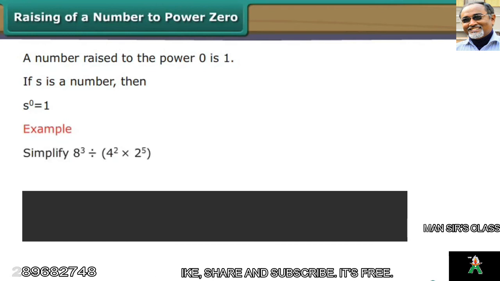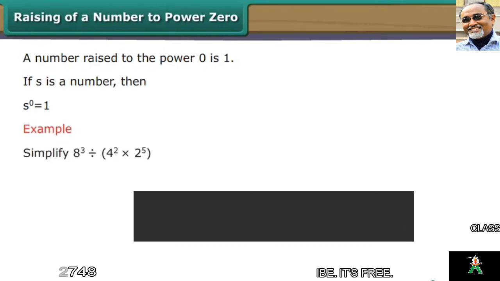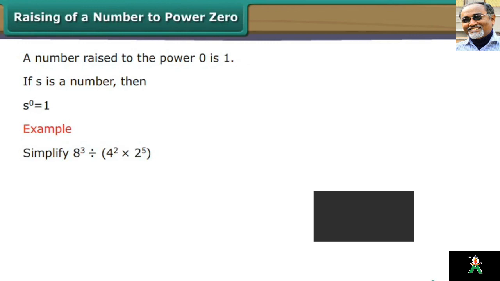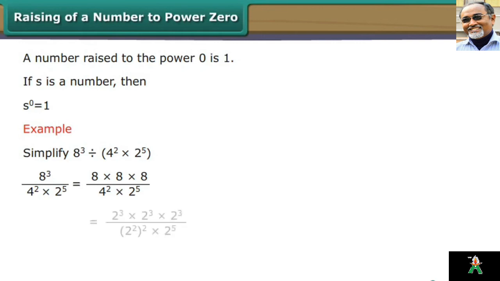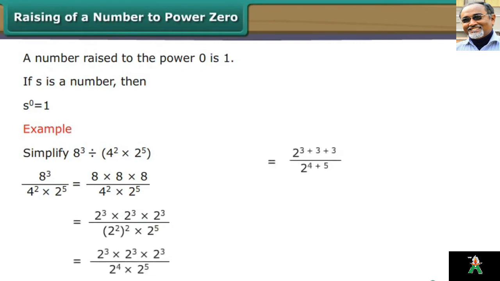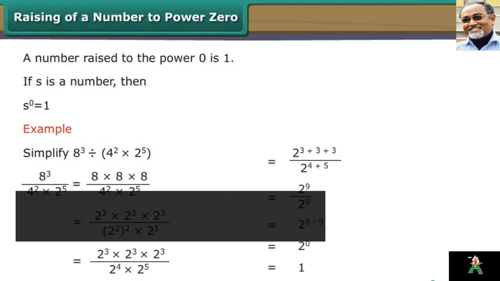Simplify 8 raised to the power 3 divided by 4 square into 2 raised to the power 5. We get 8 cube upon 4 square into 2 raised to the power 5 is equal to 8 into 8 into 8 whole upon 4 square into 2 raised to the power 5. Now by further simplifying it, we get the answer 1.